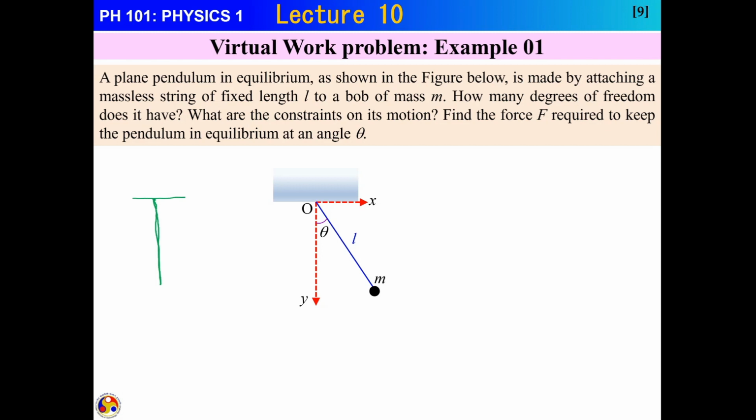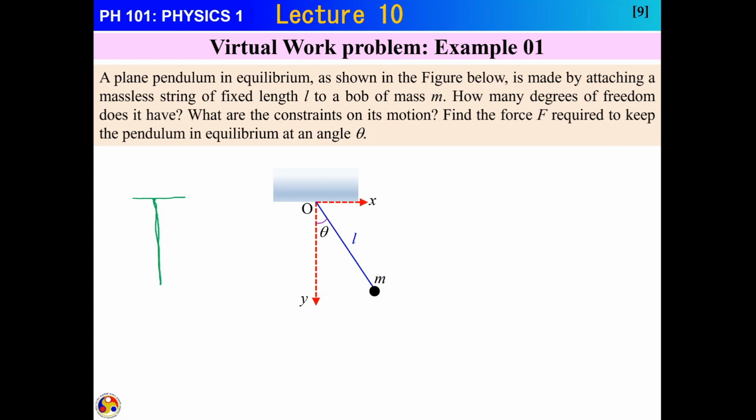Can we guess an equilibrium here? No, it is not possible. So let's complete it. The pendulum is made by attaching a massless string of fixed length L to a bob of mass M. Now, what are the degrees of freedom we will deal with, and what are the constraints on its motion? You know, we have already solved it.